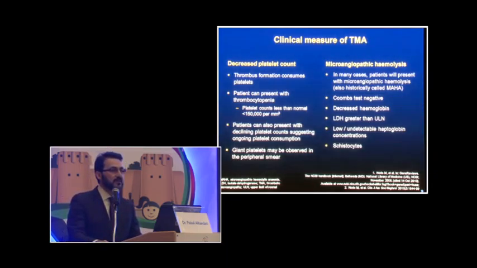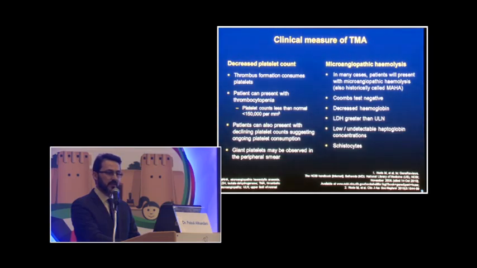How can we look at the clinical measures of the thrombotic microangiopathy? Number one, we have the decreased platelet count because of the thrombosis formation. This will be shown either as a decrease in the platelet count, like less than 150, which we usually use, or sometimes a decrease from the baseline platelets. Because if you investigate the child just in the beginning of the disease, you might see a normal platelet count, but in reality this might be a drop from the baseline level.